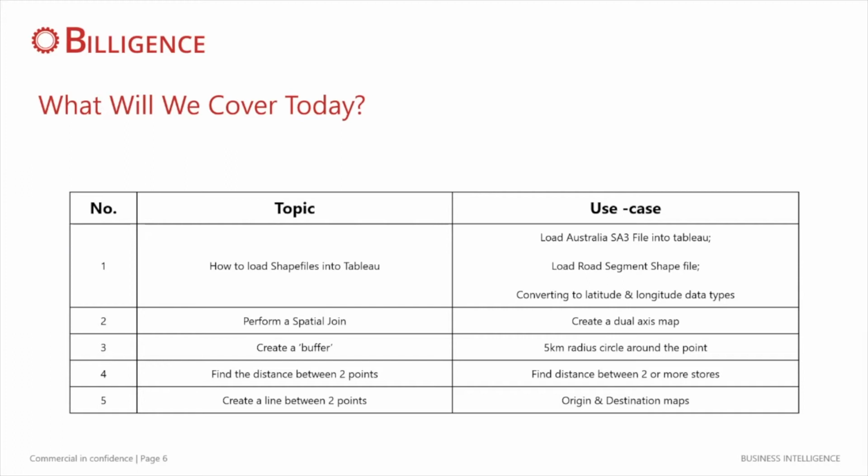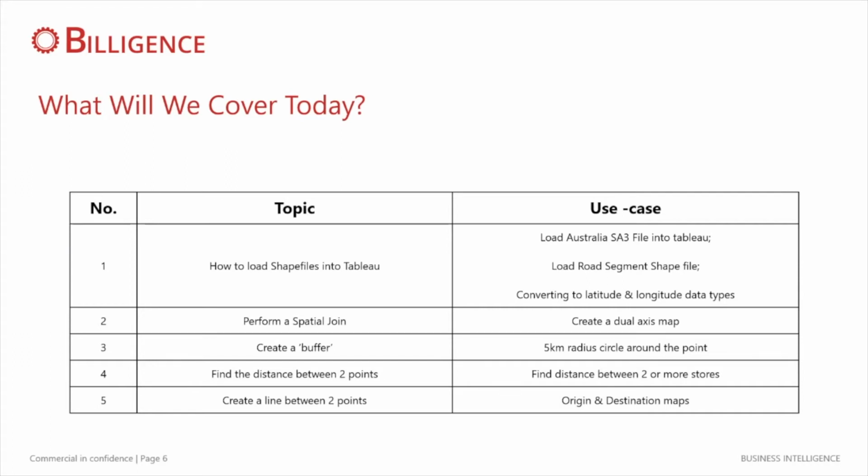Okay. And what are the use cases? I'm going to show you how to load an SA3 file into Tableau, a road segment file, and obviously connecting to even BigQuery. And how do you make a connection to BigQuery and ensure that latitudes and longitudes are recognized? So I'll be running through some of the basic settings that you would normally have to look into. The next one is very interesting, performing a spatial join. I will be creating a dual axis map with SA3 and points. So, it's going to be quite a good session, I would say.